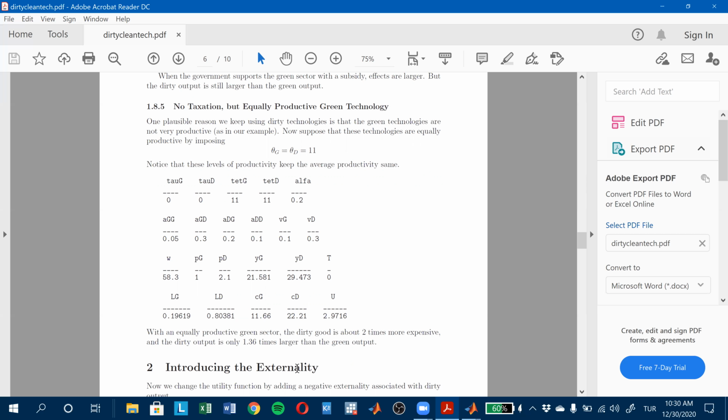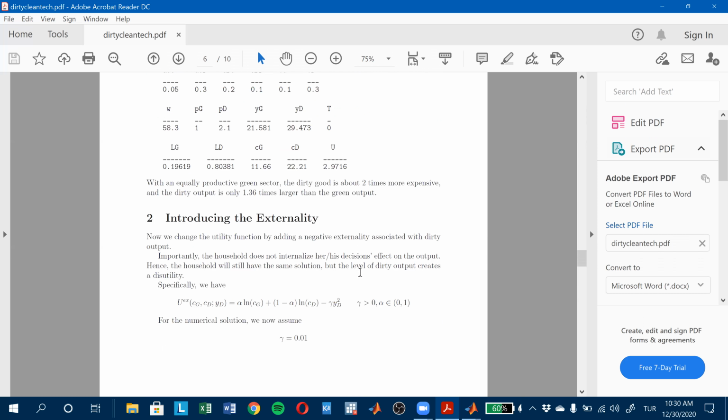So that was the last experiment I did with the model without externality. All right. Now we want to introduce externality.